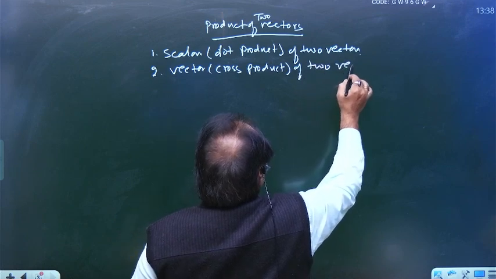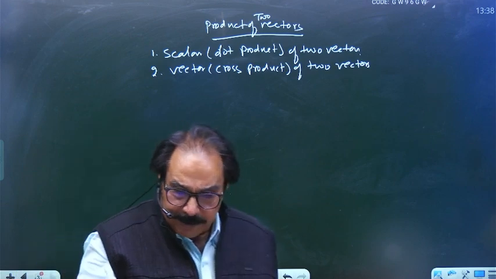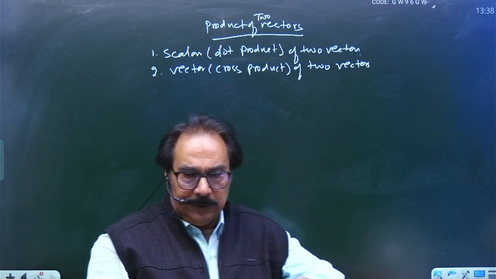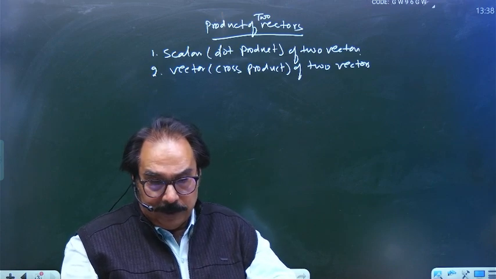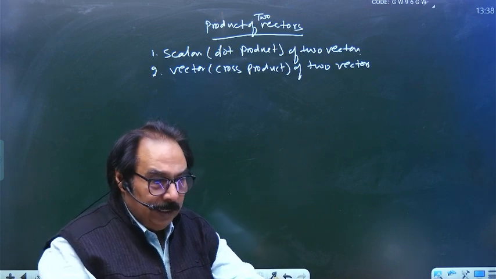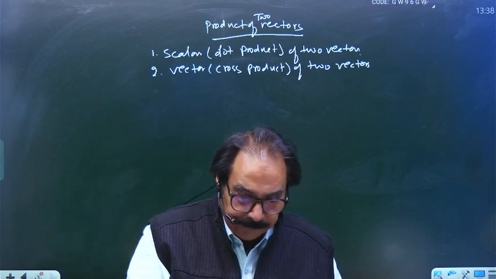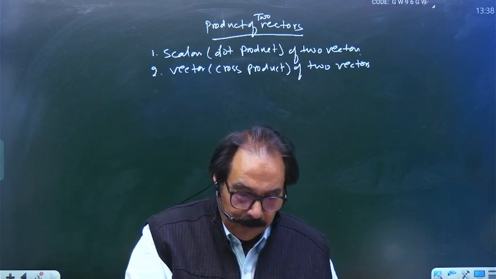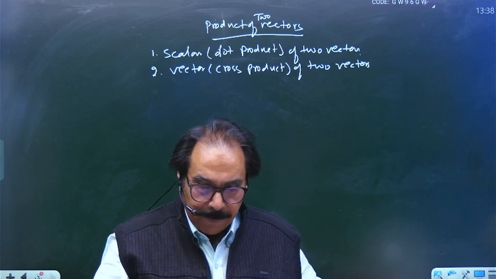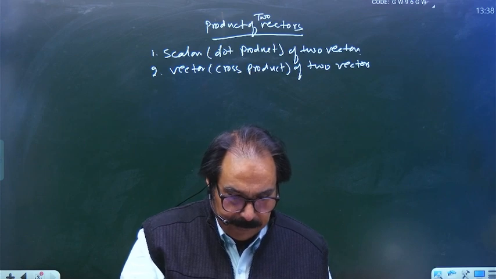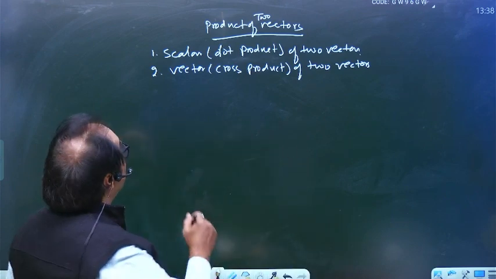Okay, so two separate exercises: one exercise is based on the scalar or dot product of two vectors, and another exercise is based on the cross product. First we will discuss the scalar product, the dot product. So take one by one.